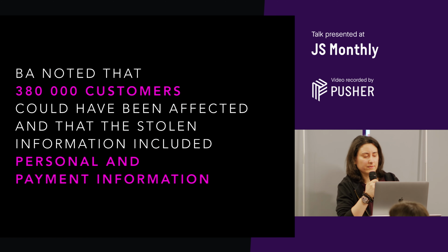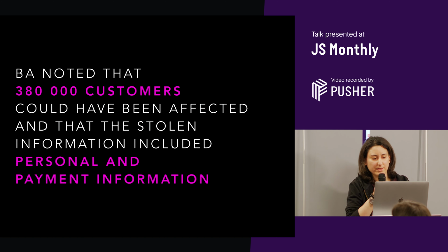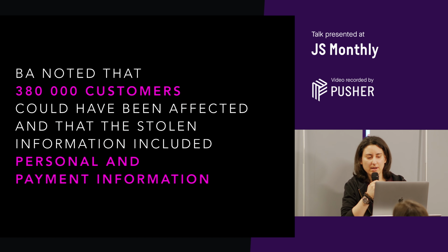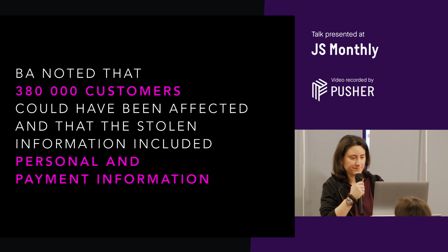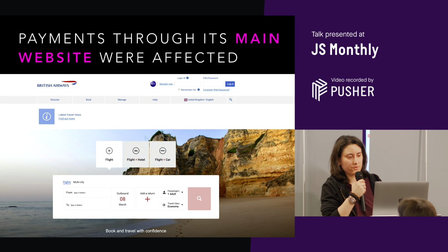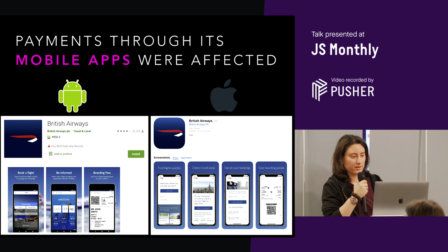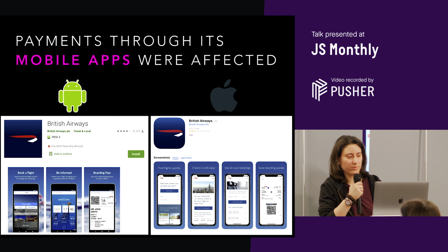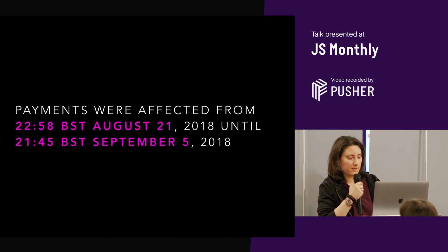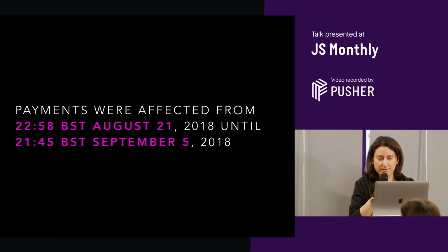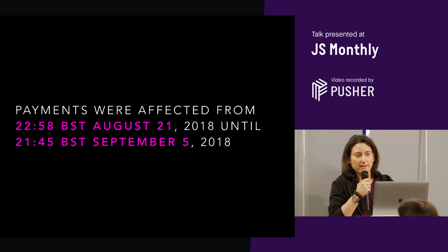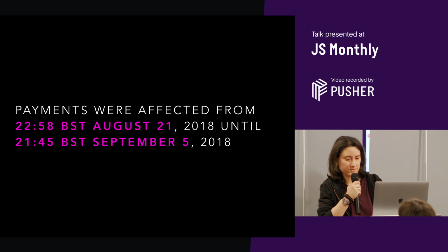So they noted that less than 400,000 customers could have been affected, and that stolen information included personal and payment information. Payments through their main website were affected. Payments through both their Android and iOS mobile apps were affected. And the payments were affected from August 21st to September the 5th. So within 2 weeks, the attack was in force.